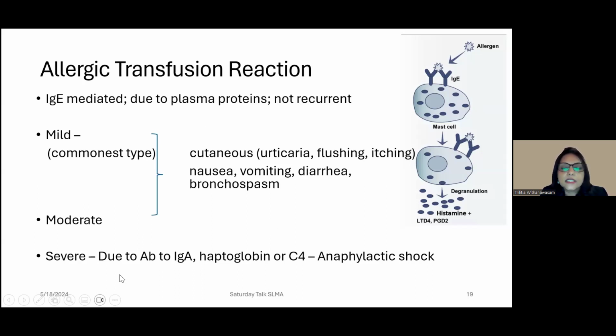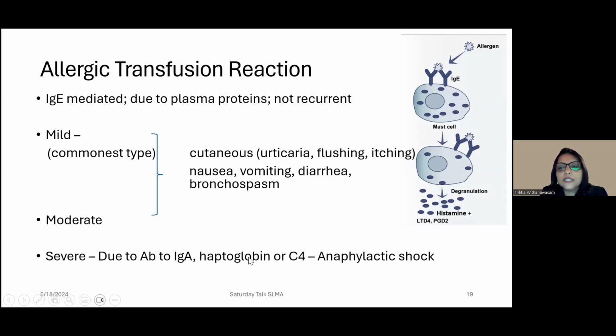Severe allergic reactions, anaphylaxis or very severe near-anaphylactic reactions, could be due to patients with IgA deficiency, where they can have anti-IgA antibodies in the plasma. All our donors normally have IgA as a normal antibody, so that may react and it can cause severe allergic reactions.